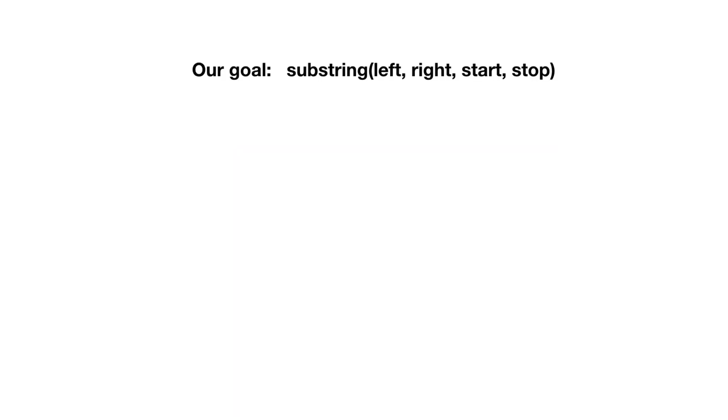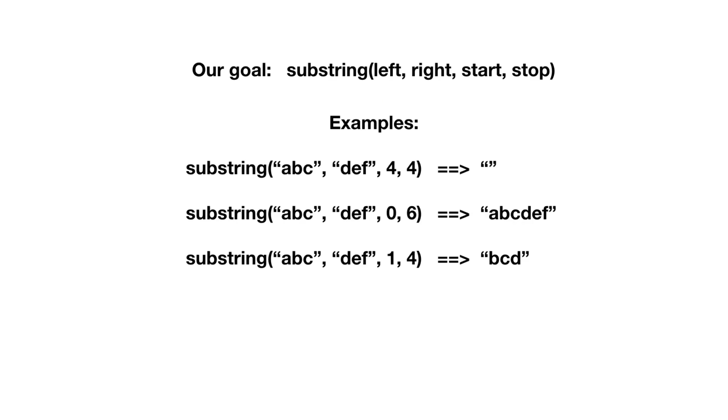We're repeating an example Kent Beck did a few weeks ago where you take the substring of a left string plus a right string from the start to the stop positions. For example, if you have A, B, C, and D, E, F, from 4 to 4 is an empty string, from 0 to 6 is the whole string, A, B, C, D, E, F, and from 1 to 4 is B, C, D, taking the first two characters from the left string and the last one from the right string.